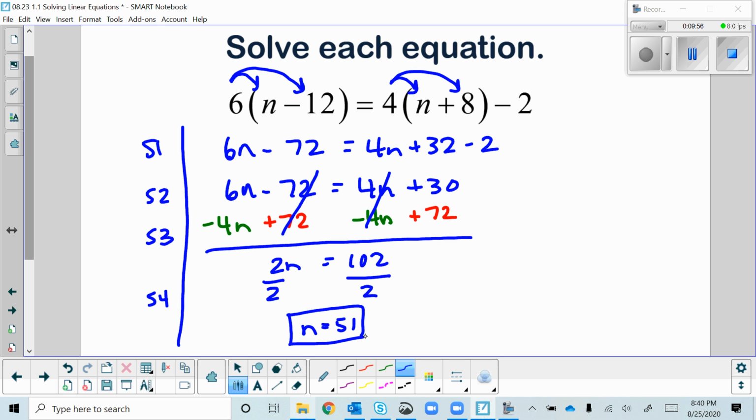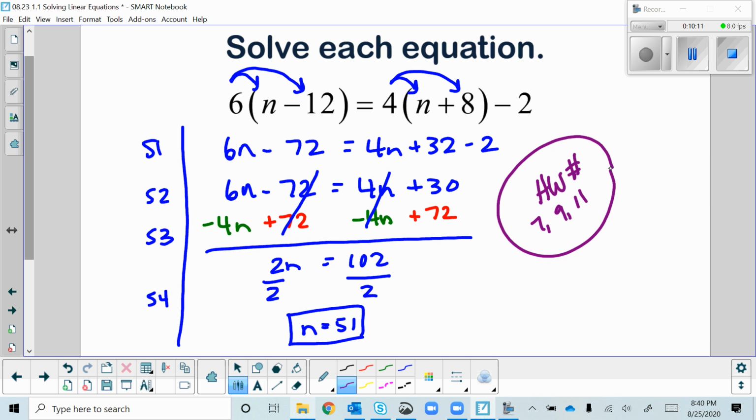So one thing, I wanted you to write something down. These 2 examples we did are like homework numbers 7, 9, and 11. I want you to do those three problems that are like those two examples that I just gave you. All right, so that is the first category of linear equations we're going to talk about.